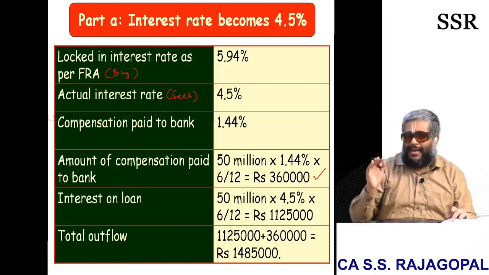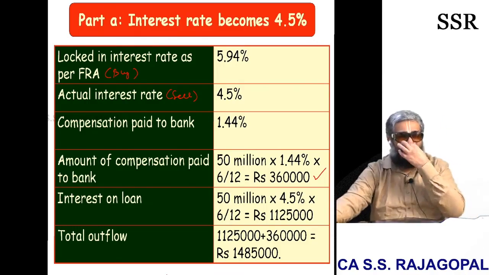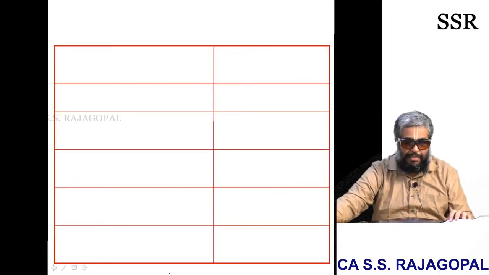You calculate it, not required. On the current interest rate, a discount for 6 months to bring it to the third month. Everybody understanding? Next, part B.